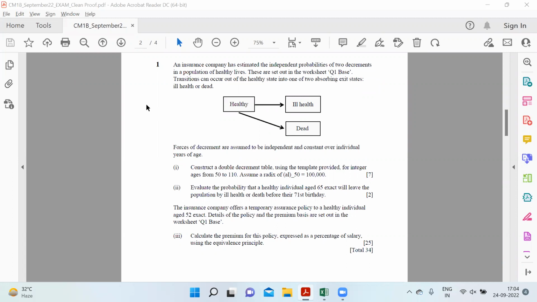Okay, so first, an insurance company has estimated the independent probabilities of two decrements in the population of healthy lives. These are set out in the worksheet. Question 1: transitions can occur out of the healthy state to one of the two absorbing exit states, ill health or death. Forces of decrement are assumed to be independent and constant over individual years of age. Construct a double decrement table using the template provided for integer ages 50 to 110, assuming a radix of l50 equal to 100,000.